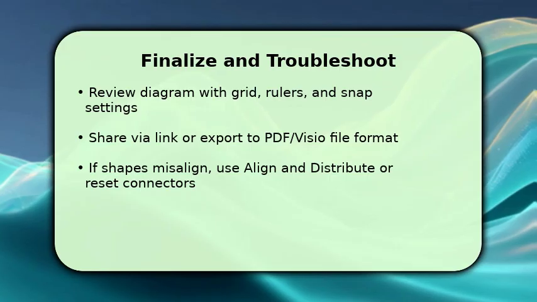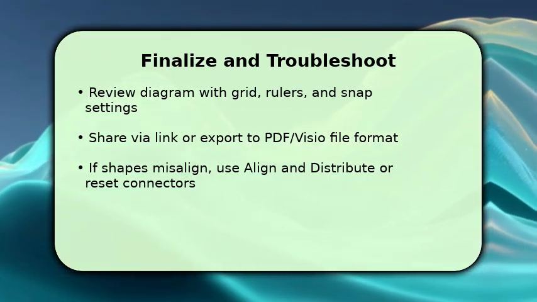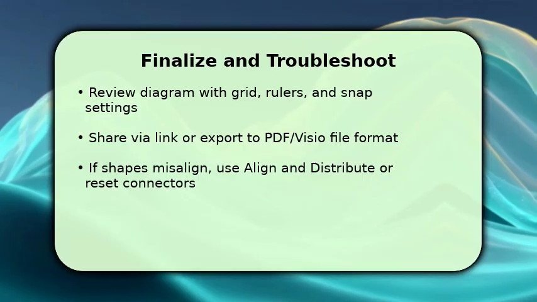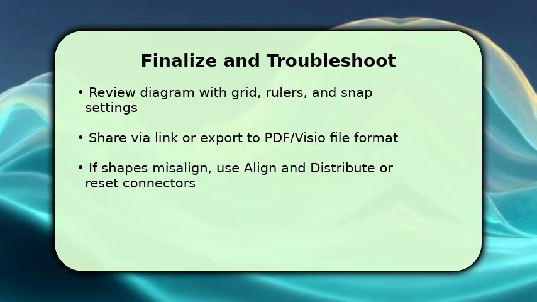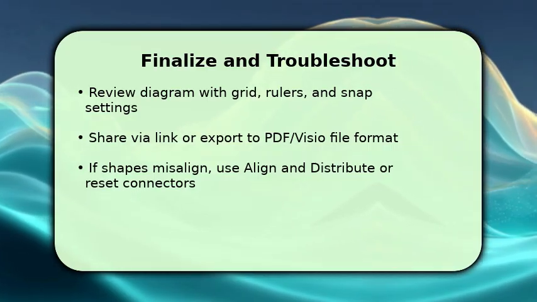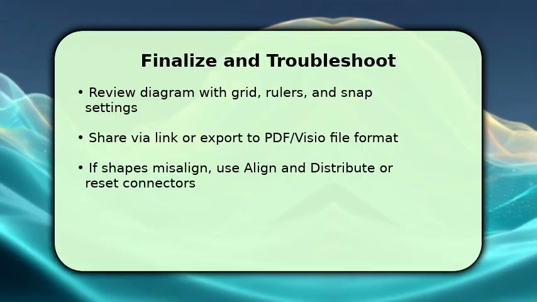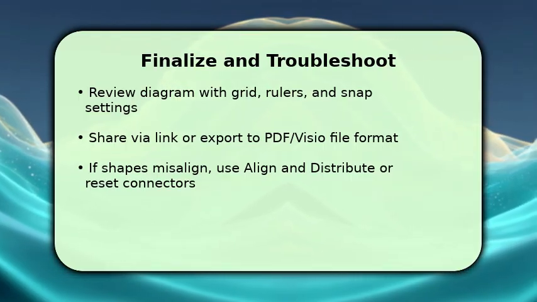Once satisfied, share a view-only or editable link, or export to PDF or a Visio file for offline use. Save and check version history if you need to revert. If connectors overlap or shapes misalign, select problematic items and use Align and Distribute or Reset connectors from the menu. This corrects routing and spacing quickly. Finally, confirm permissions before sending to collaborators.